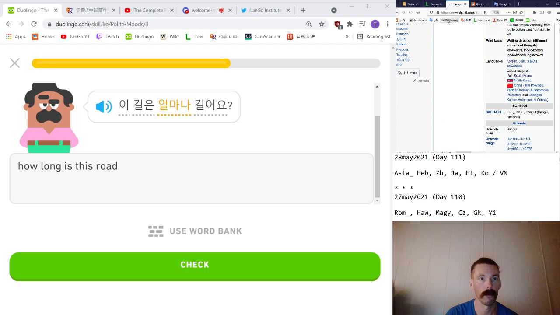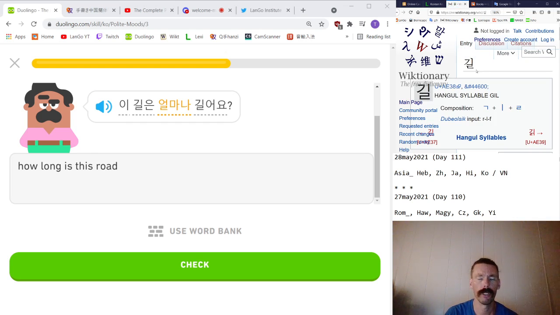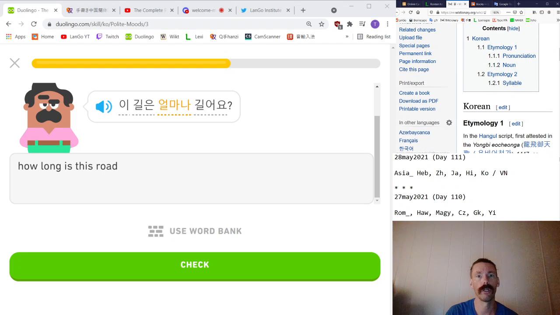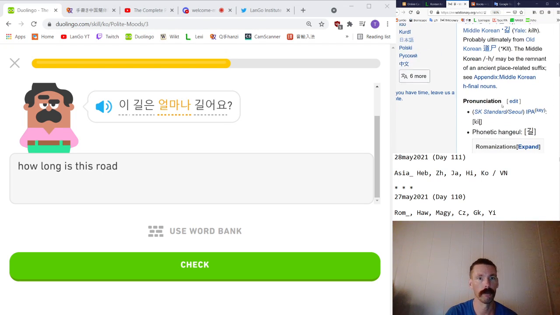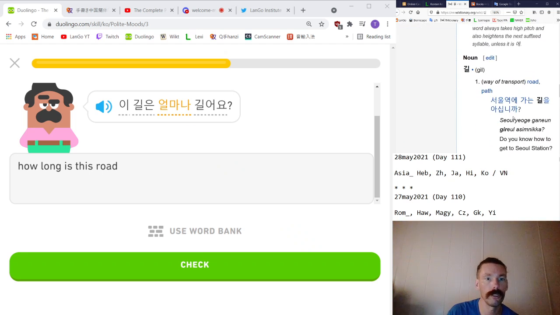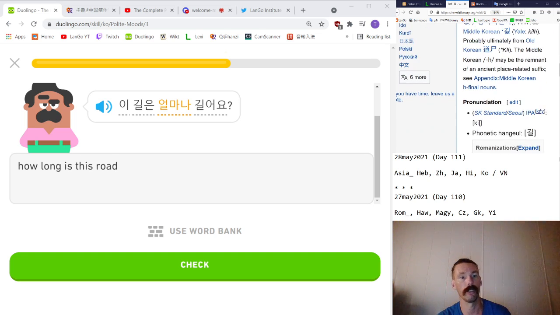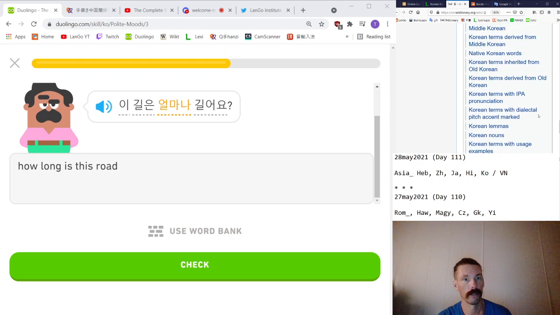Oh, this is the wrong place. If they are related, which one do you think is the basic one? Well, which one is derived? That's a great question. I tend to regard verb roots, verbal meanings as basic, but maybe that's an Indo-European bias. I don't know. Look, this 길, which means road or path, has an old Korean writing where they used hanja. And it used to be spelled Kilh. Let's see, it says the H maybe the remnant of an ancient place-related suffix. Interesting.